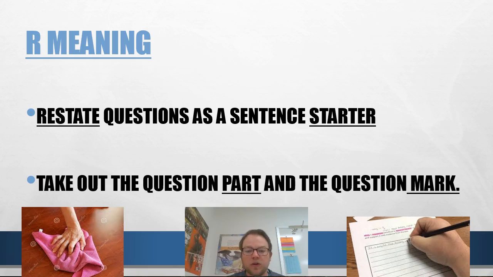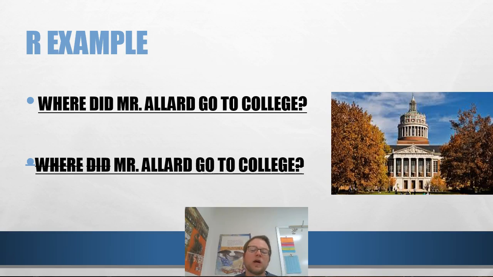So let's look at a really quick example that you're going to write in your example question. Our question is, where did Mr. Allard go to college? As the R states, you've got to cross off two things. You've got to cross off anything that has a question: where, what, when, why, how, any of those question parts. Look at the bottom sentence where it crossed off "where did." You could write out the question and then literally cross it off. You do not have to write the sentence over again. So we cross off the "where did."